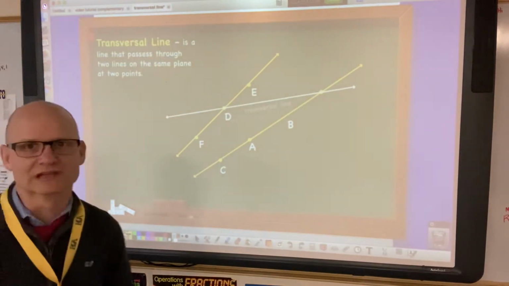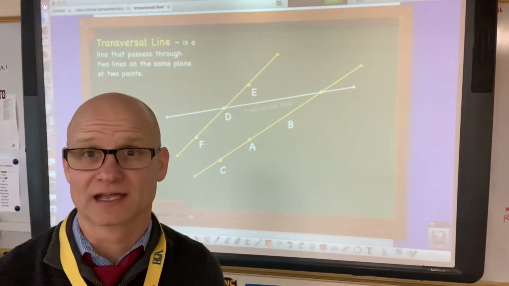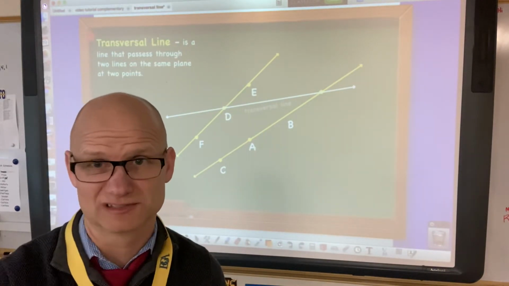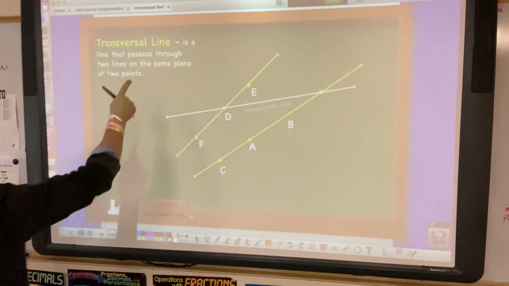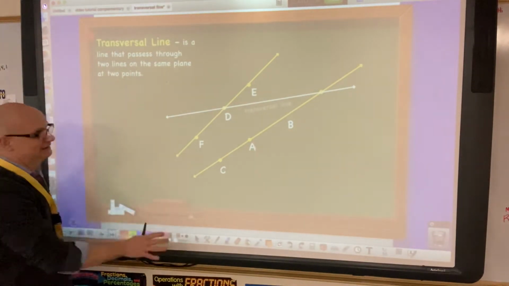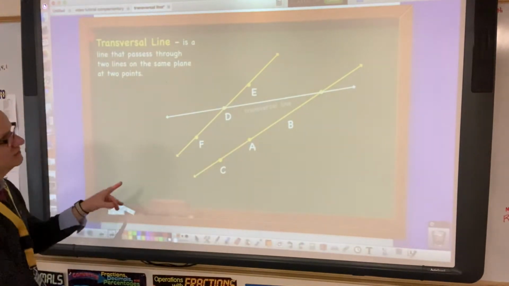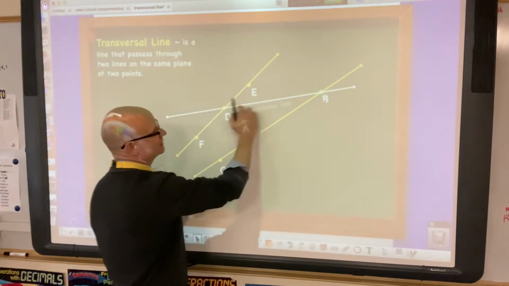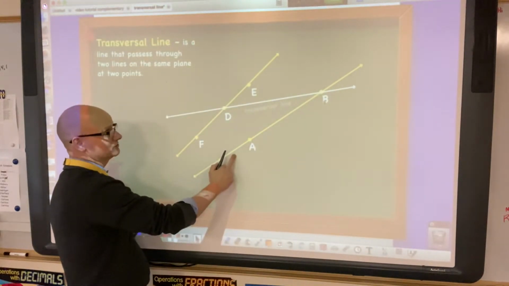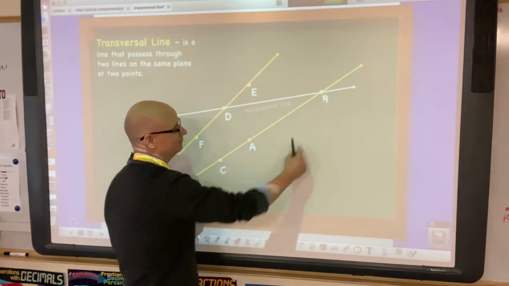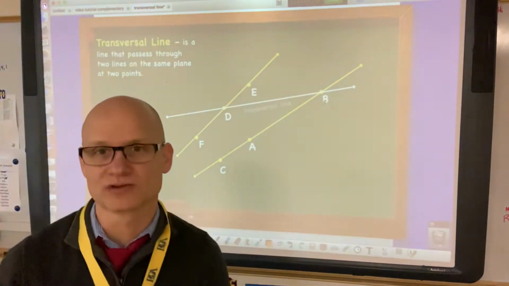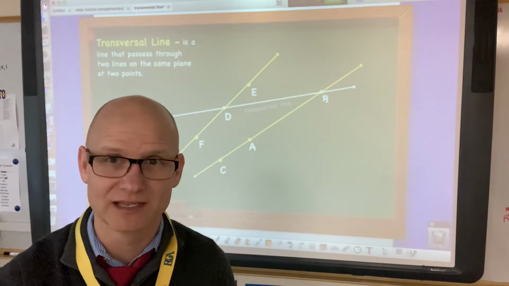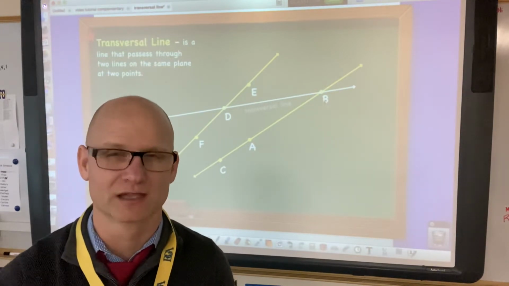A transversal line. Okay, what is a transversal line? It's any line that goes through two other lines at two distinct points. So it says it's a line that passes through two lines on the same plane, through two distinct points. So you can see this line right here, point B should be over here. Hello, B. This is a transversal line because it's passing through these two lines right here at point D and point B on the same plane. So a transversal line is any line that passes through two other lines on the same plane through two different distinct points. Okay, write that down.